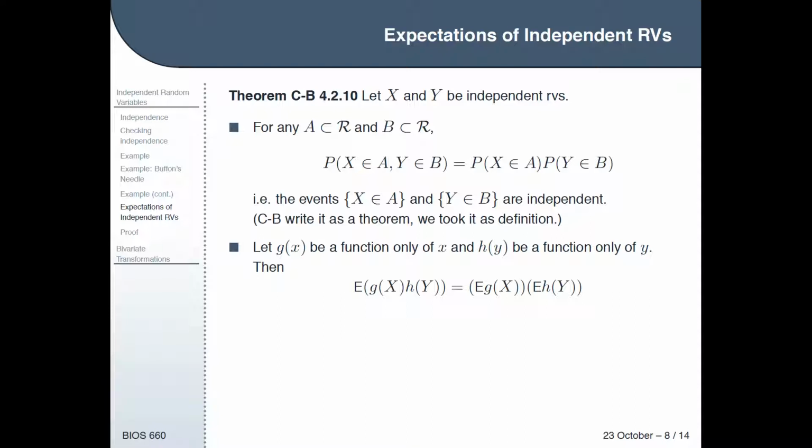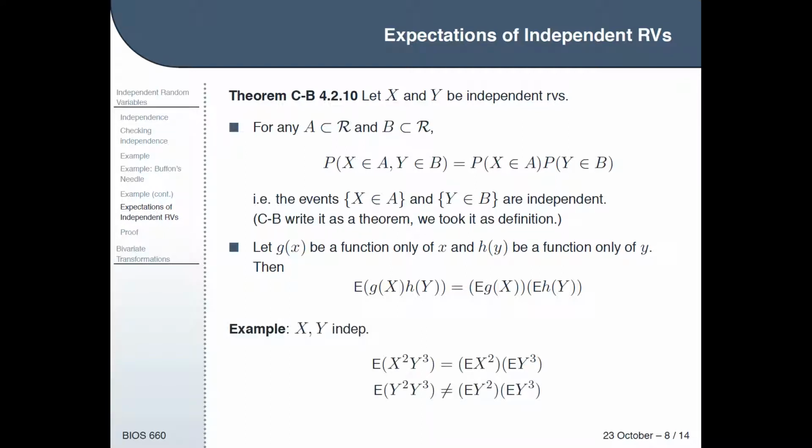So, among other things, if g is a function of x only and h is a function of y only, then the above implies that the expected value of g of x times h of y is just the product of the individual expected values.